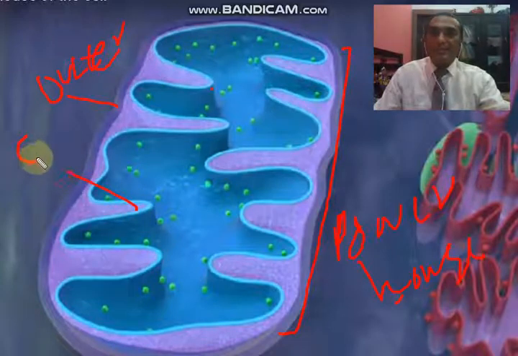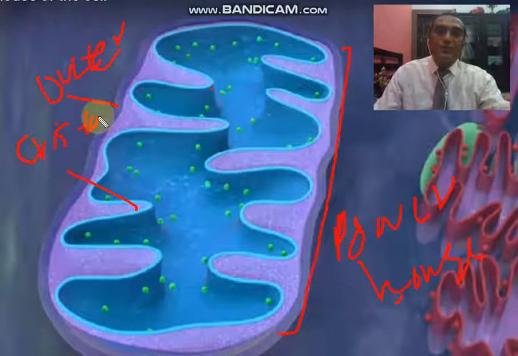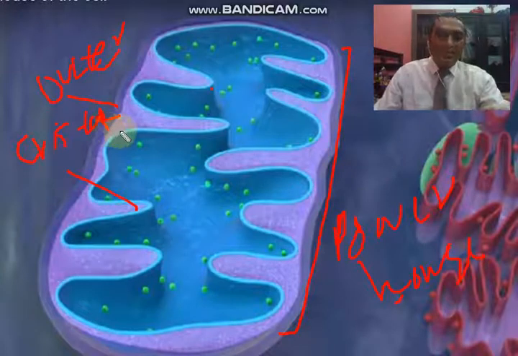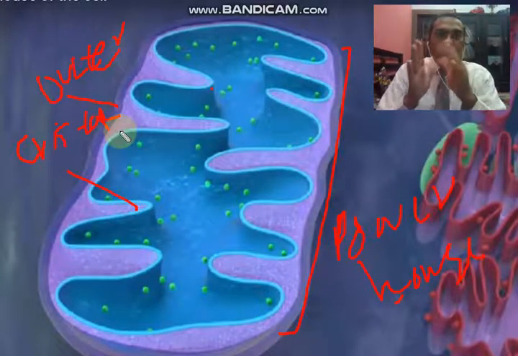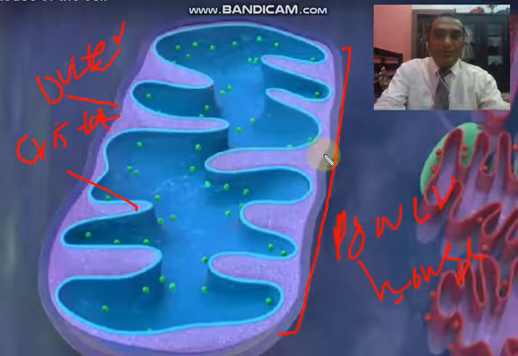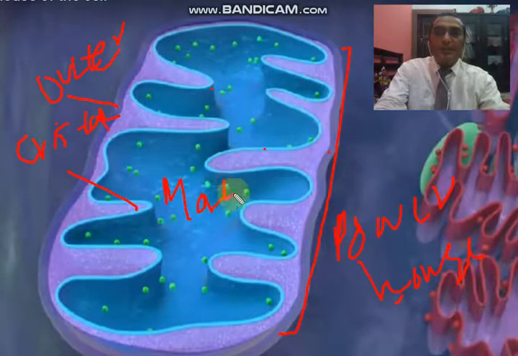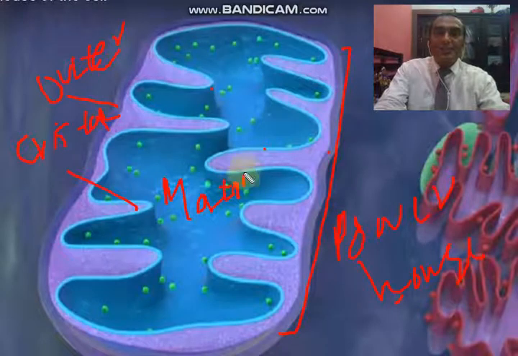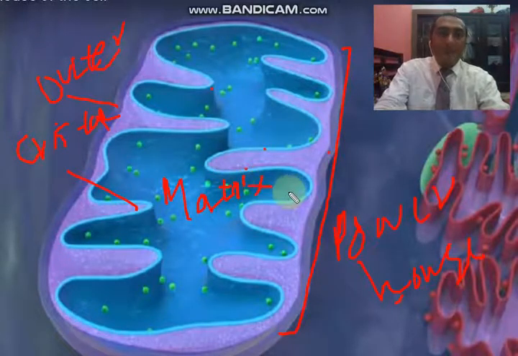The inner membrane is known as cristae. The outer is smooth, while the inner membrane is folded, and this inner membrane is known as cristae. So mitochondria are oval shaped, maybe elongated, maybe in different shapes, we can say. So mitochondria consist of this outer membrane, this inner membrane, and this central portion is known as the matrix.